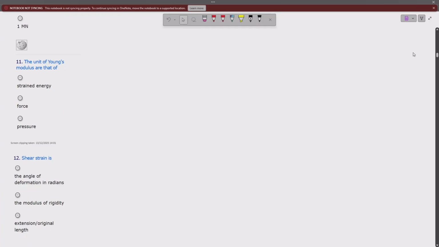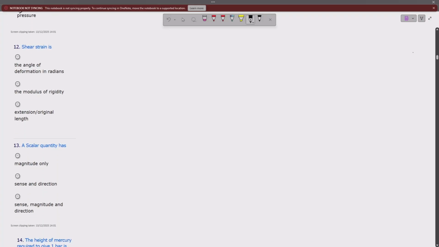The unit of Young modulus are that of pressure. Shear strain is option 1, the angle of deformation in radians, the modulus of elasticity. Option 3, extension of our original length. That is the answer. So if you know the strain formula, that is extension, that is change in length over original length.